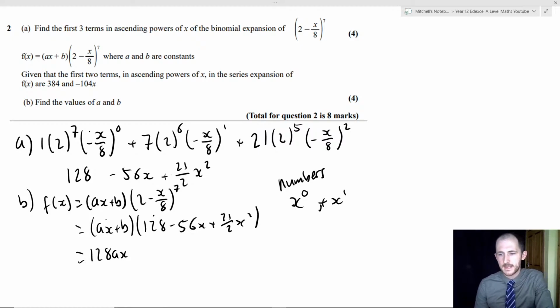Now, do I times ax by anything else? No, because if I times it by x, I'd get ax squared. I don't need x squared. If I times it by x squared, I get x cubed. I don't need x cubed. So I only need the first term.